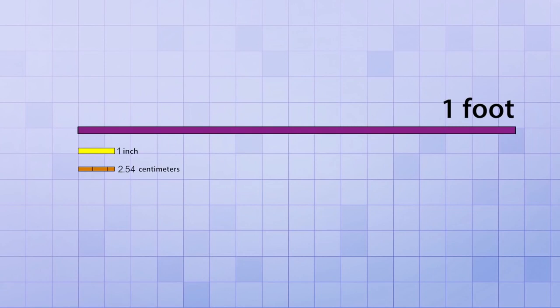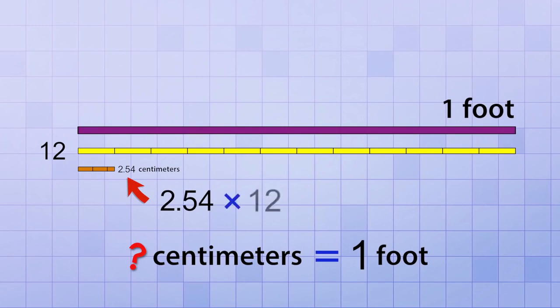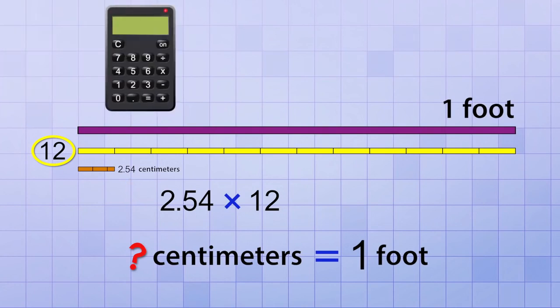But now let's bring in a foot. We know that there's exactly 12 inches in a foot, which means that a foot is 12 times longer than an inch. So how many centimeters are there in a foot? Well, since there's 2.54 centimeters in an inch, if we multiply that by 12, we'll know how many centimeters are in a foot. Using my trusty calculator, 2.54 times 12 equals 30.48. So a foot is exactly 30.48 centimeters long.